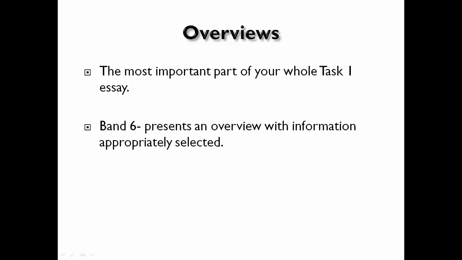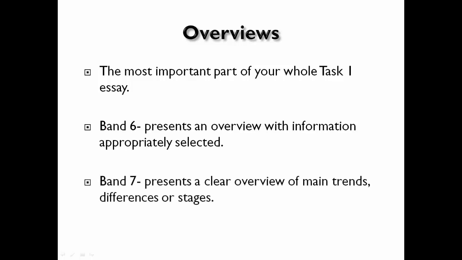But just because you select the key features doesn't mean that you'll get a very high score. What you need to do is your overview needs to be clear. It needs to be easy to read, easy to understand, of main trends, differences, or stages. Now, stages, you don't have to worry about this yet. Stages is about process diagrams, and we're going to do a whole lesson on process diagrams in Module 11, so don't worry about stages. What we need to worry about is main trends and differences.